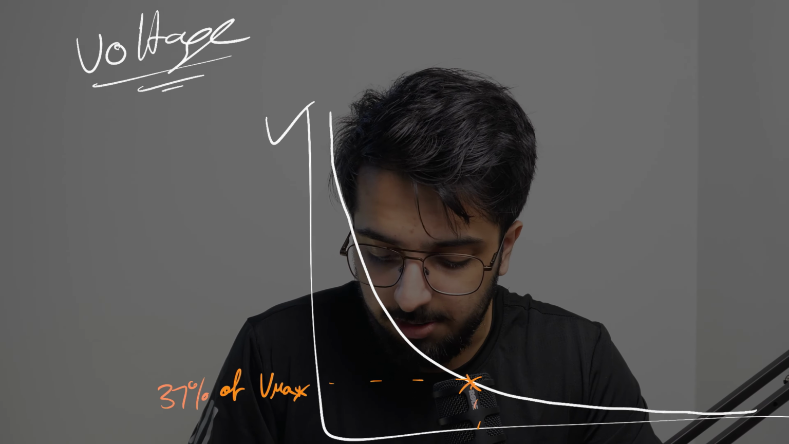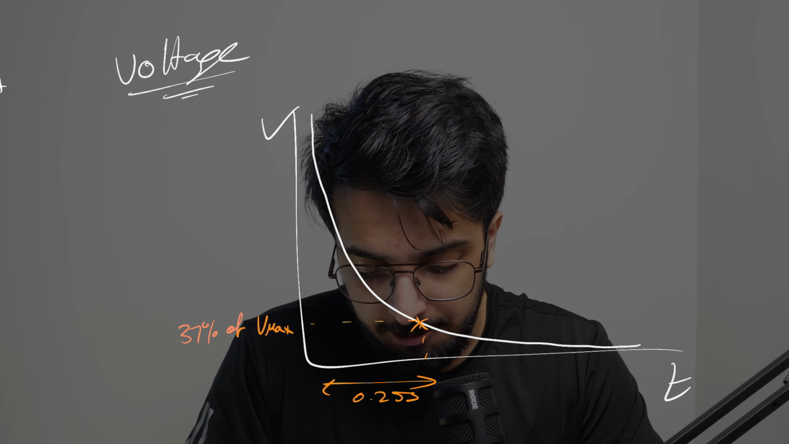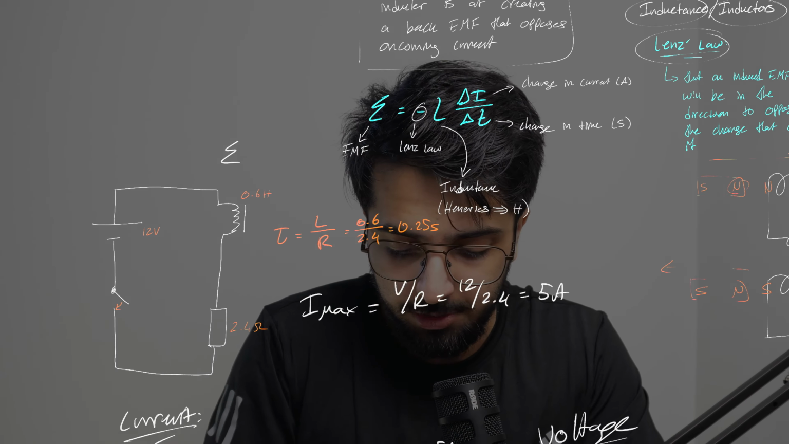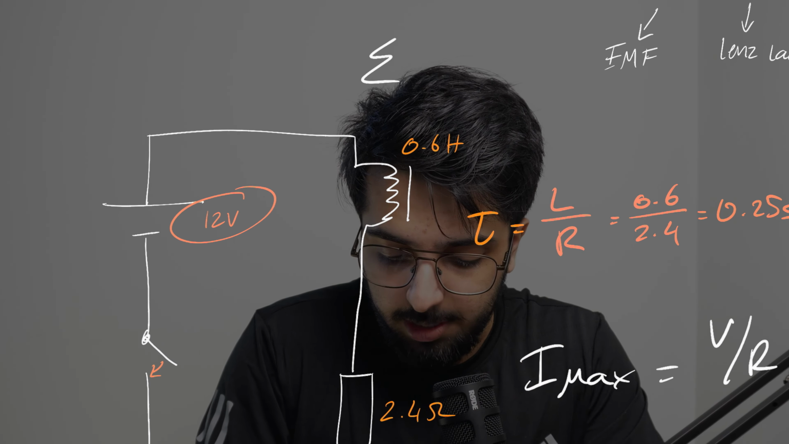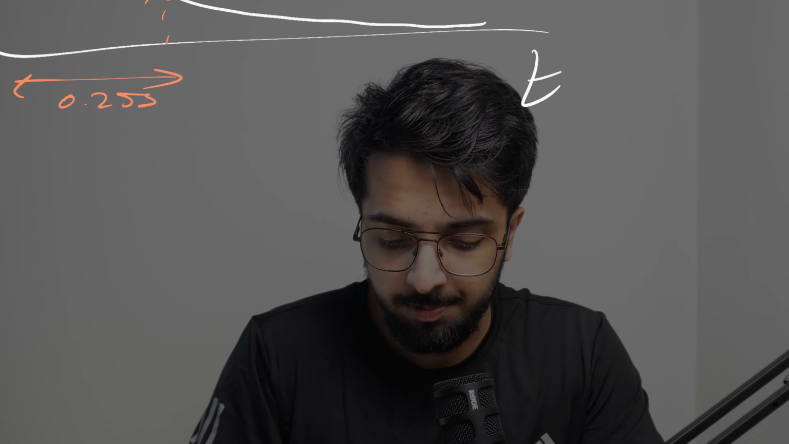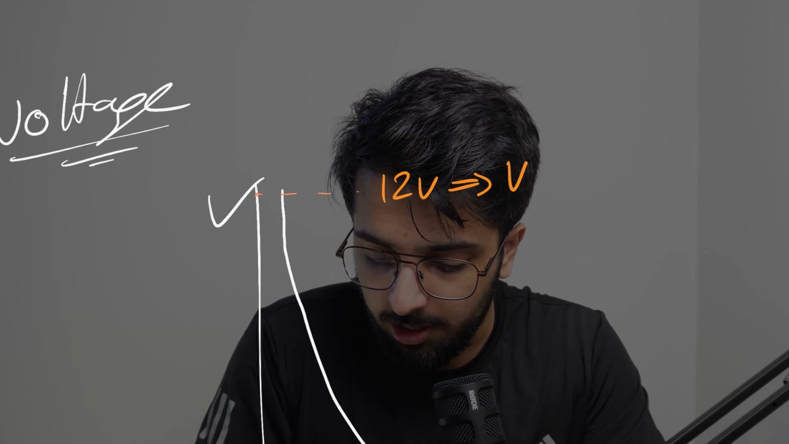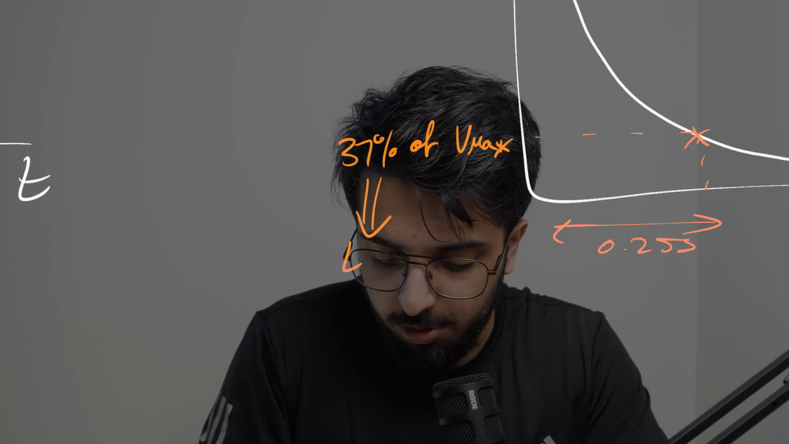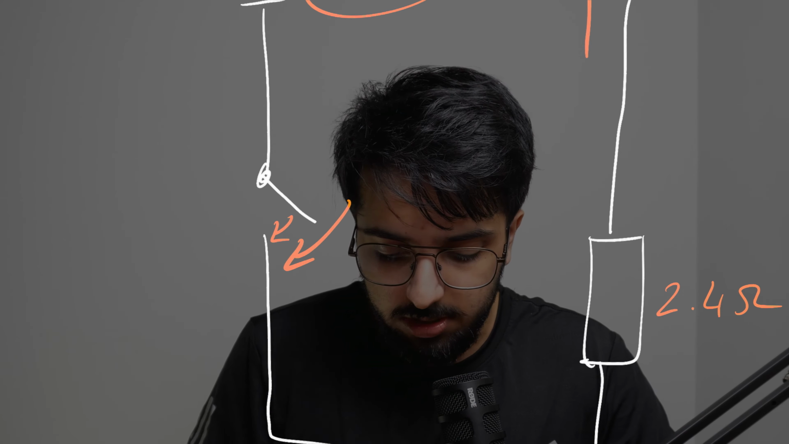Now, obviously, this graph is definitely not to scale because this is definitely not 37%, but you get the idea. Our initial max voltage is going to be equal to the voltage of the supply, so the back EMF being produced is going to be equal to the supply EMF. Therefore, we can say that's 12 volts for our Vmax, and our voltage after one time constant is 4.44 volts. So that's what happens when we close the switch.